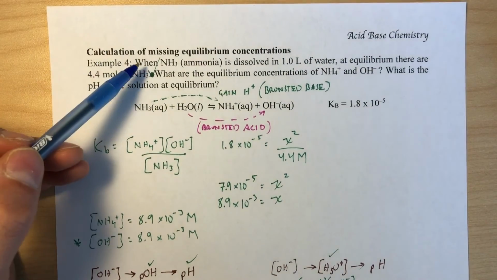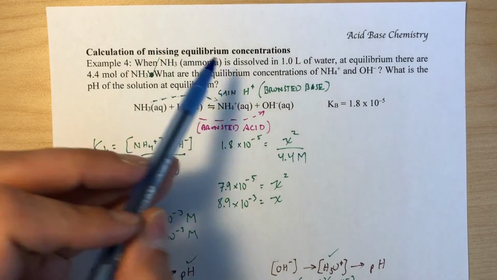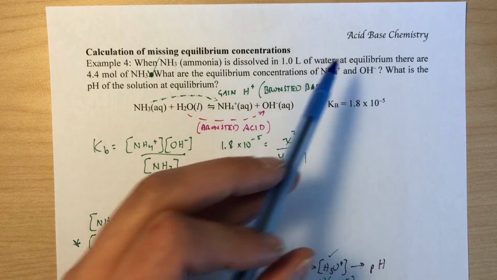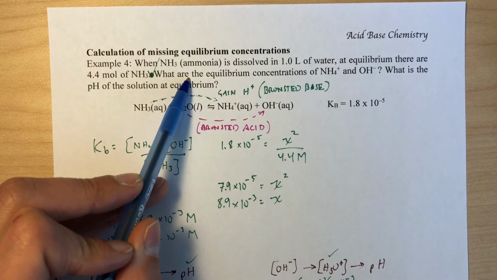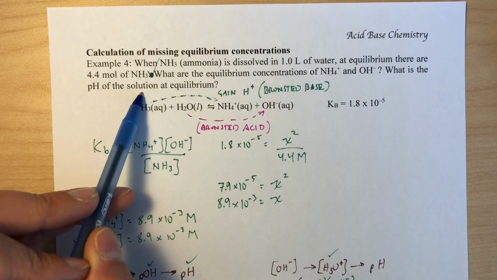In example 4, we have NH3, ammonia, dissolved in 1 liter of water. At equilibrium, there are 4.4 moles of ammonia. What are the concentrations of ammonium and hydroxide, and what is the pH of the solution?